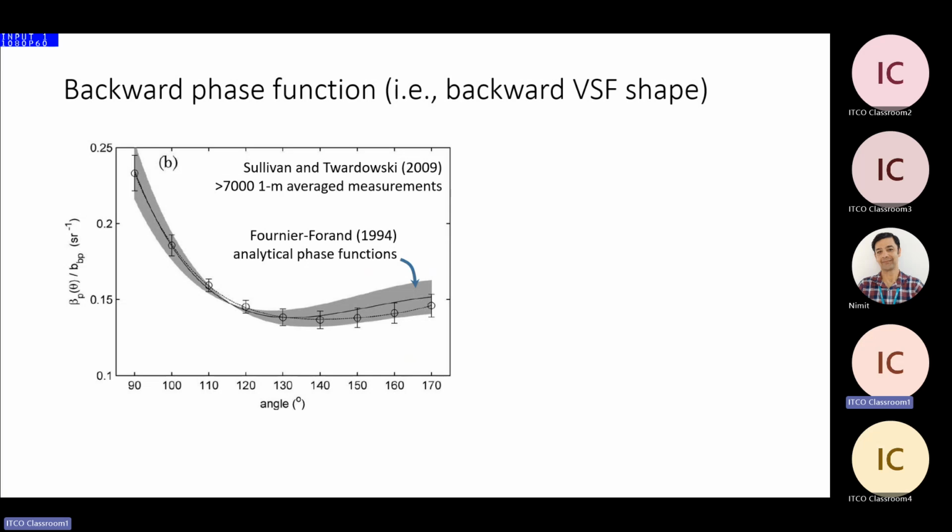So in the backward direction, I mentioned that we haven't found a lot of variability in the shape, and that was really emphasized in the Sullivan and Twardowski paper from 2009. So we took the MASCOT out all over the world, all different types of water, over 7,000 one-meter average measurements. And in each one-meter average measurement, there's lots and lots of measurements because it's measuring at 20 hertz, 20 times a second.